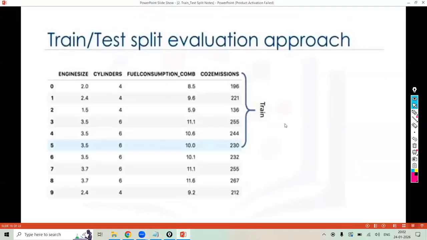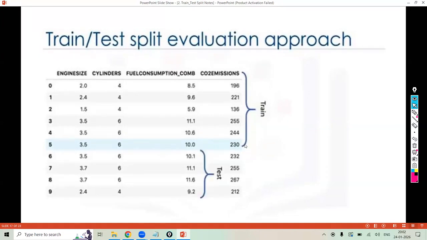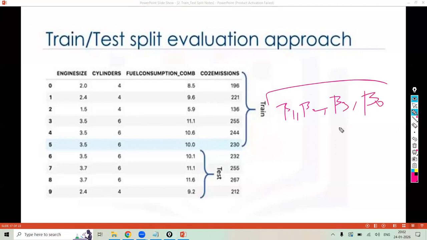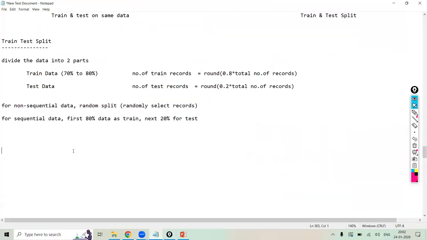When you select the data randomly like this, part of the data is used for training and part of the data is used for testing. The training part is used to fit on data. Fit means calculation: beta 1, beta 2, beta 3, the slopes and intercepts, everything has to be calculated only on the train data. Means the equation formulation: first, take the train data.